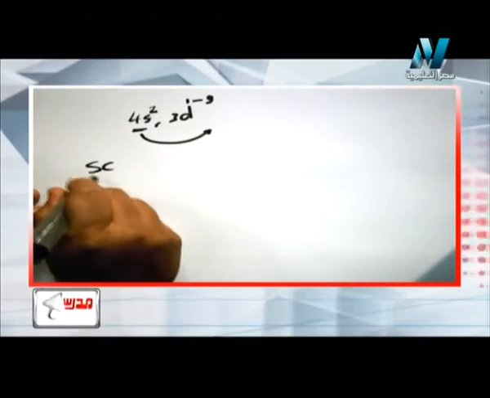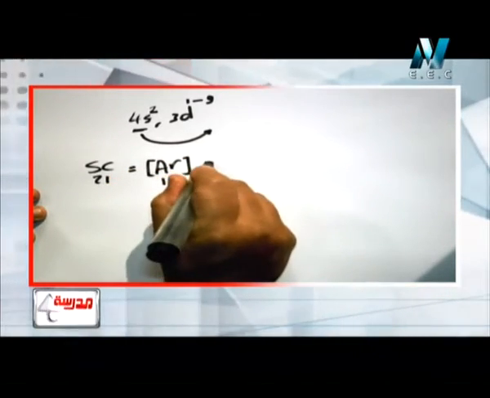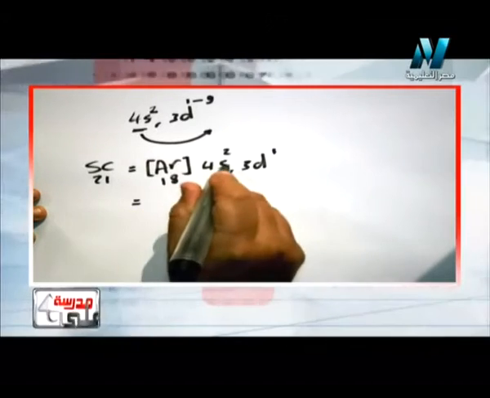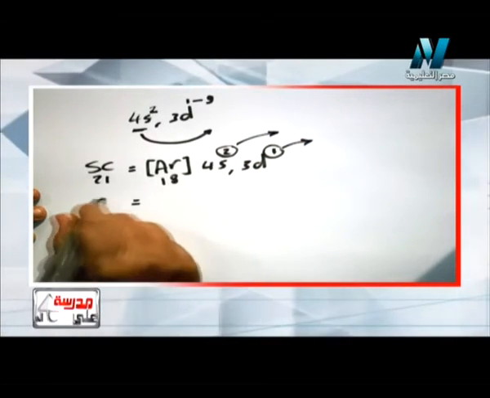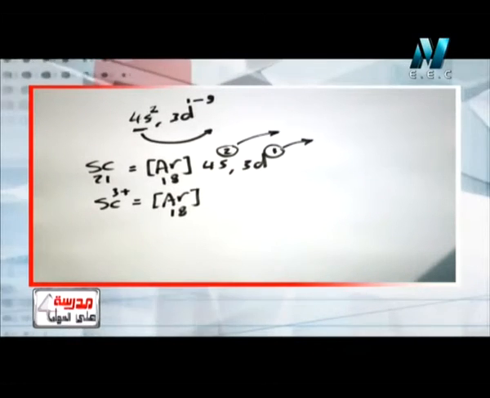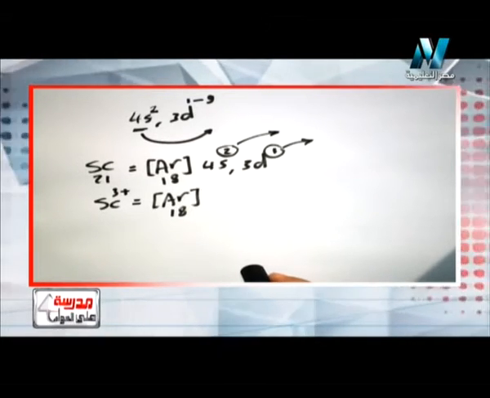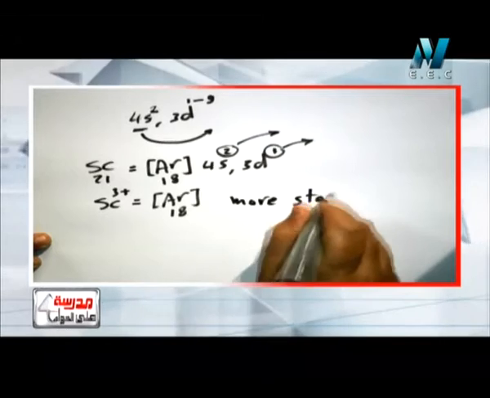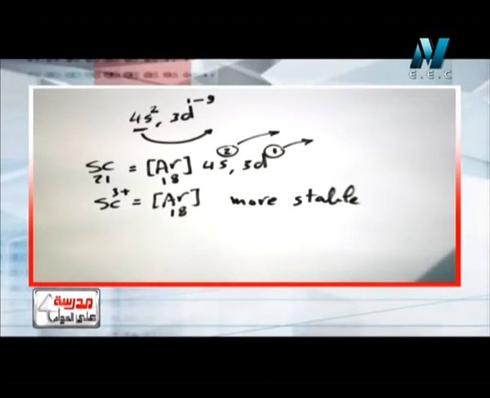But according to scandium 21, it will be argon 18, 4s2 and 3d1. During the chemical reaction, it loses 2 electrons of 4s, and 1 electron of 3d. It will be scandium positive 3, argon 18, and 4s and 3d will be empty, and this will be more stable. Its electronic configuration is similar to a noble gas, argon 18. So it will be more stable, less energy. Why? Because 3d is empty of electrons. So scandium has only one oxidation state, which is positive 3.